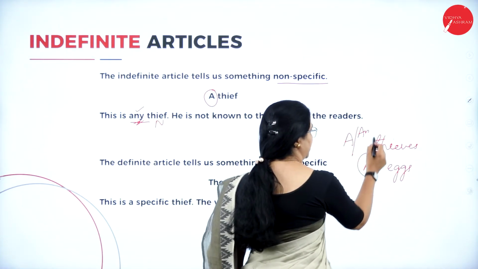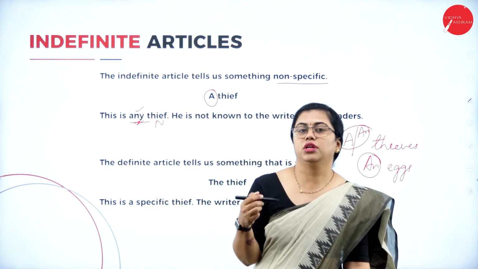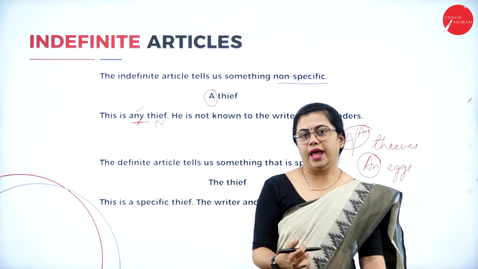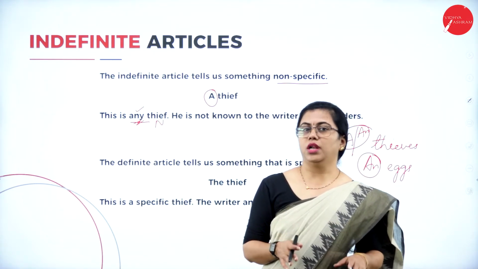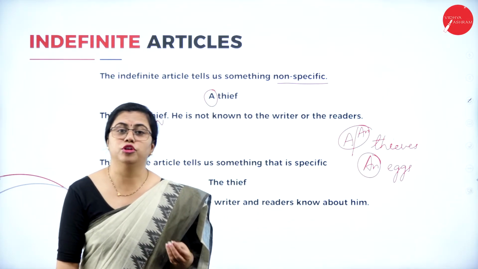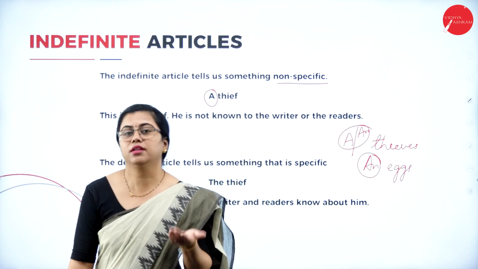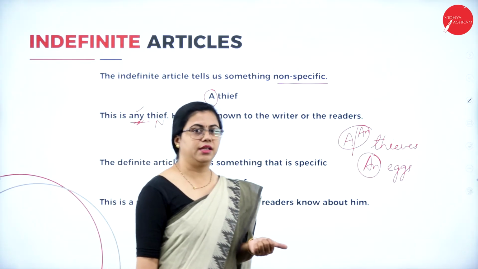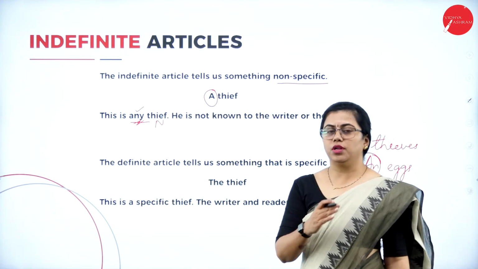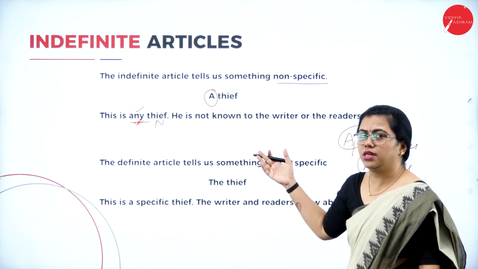This refers to only one thing. Whenever you are using a noun in singular form, only then a and an can be used. Along with plural nouns, usually articles will not be used. But if you want to refer to some plural nouns in particular, then only you can use the definite article, the. Only the is permitted along with plural nouns. Here, this is any thief you're talking about. You don't know who is the thief here.